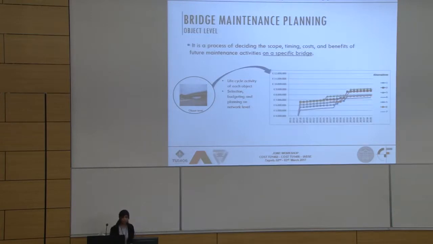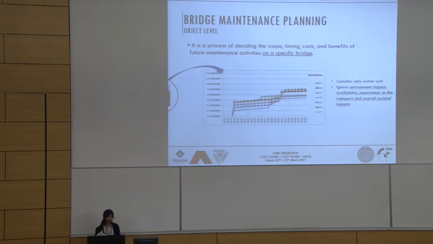Mostly it looks like this: we have a number of bridges, and we see how the maintenance cost of these bridges will increase through a number of years. But most of the time these life cycle costing models consider only the owner cost. We are not considering the environmental cost, the availability, or other relevant factors. For example, maybe one bridge is more important for maintenance because of some historical value, or maybe there is more traffic intensity going over that bridge as compared to another bridge. So there are more factors to consider while doing such a maintenance plan, instead of only the owner cost.